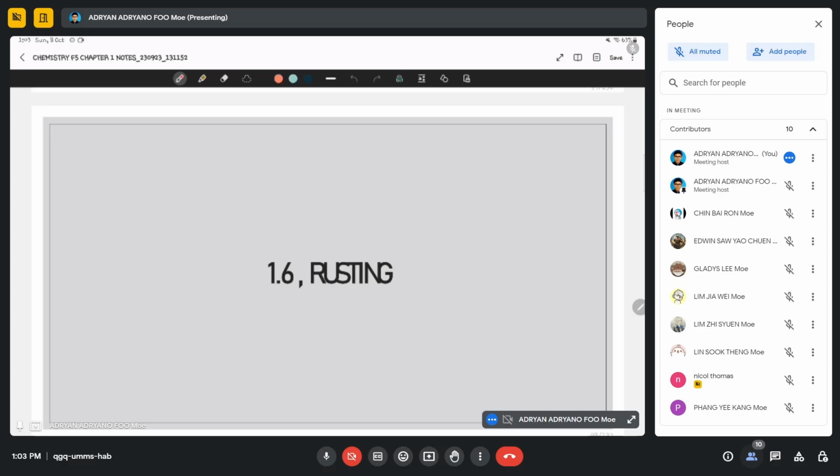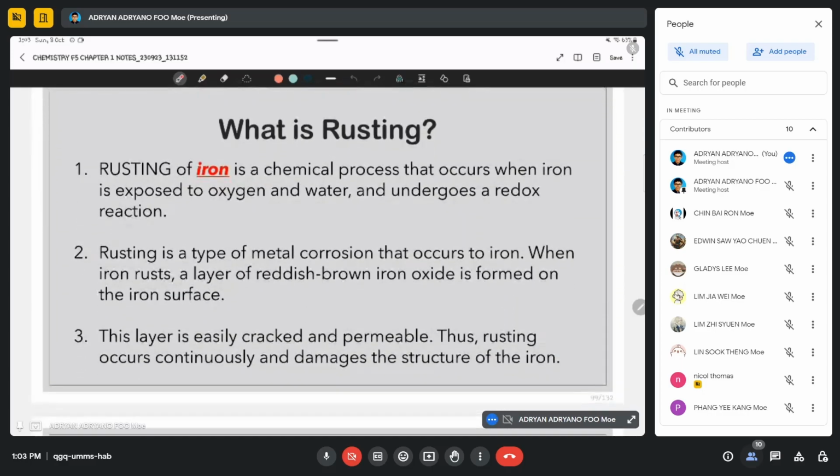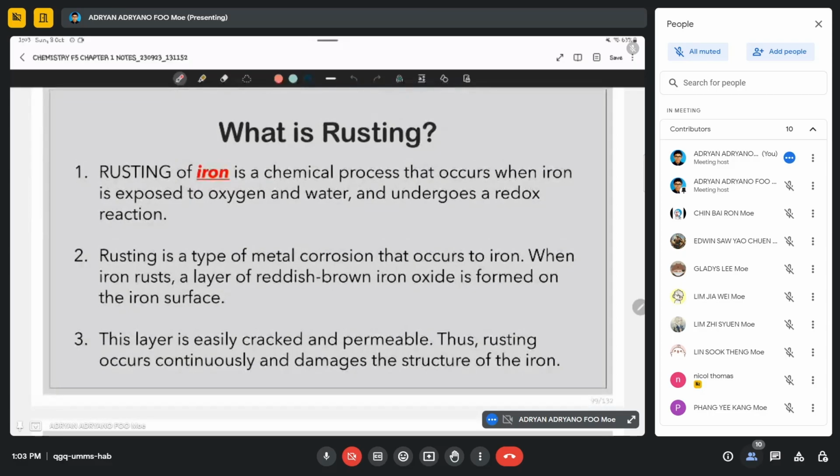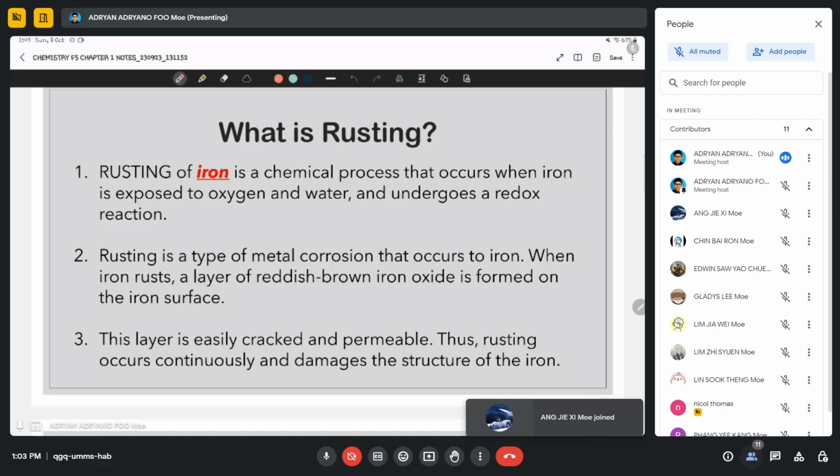Rusting. First of all, we need to know what is rusting. Rusting only occurs on iron. When the metal is iron, then only we call it rusting. 你要记得 rusting 只发生在 iron，如果其他 metal 那个叫 corrosion. Rusting of iron is a chemical process that iron exposed to oxygen and water undergoes redox. 这个很正常，我们小学学过了，生锈需要的就是水分跟氧气. It is a type of metal corrosion that occurs to iron.